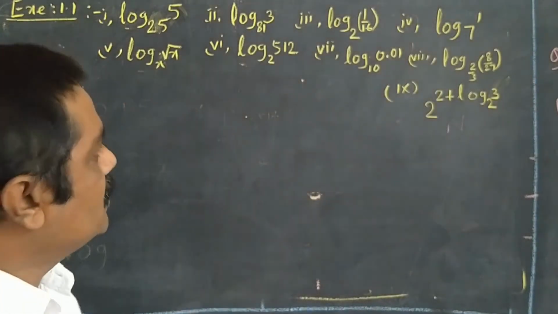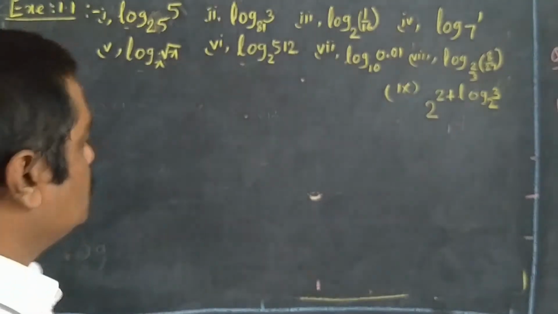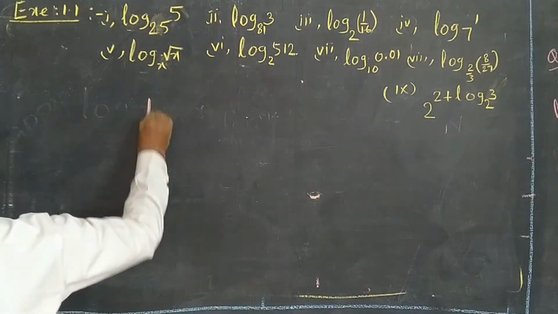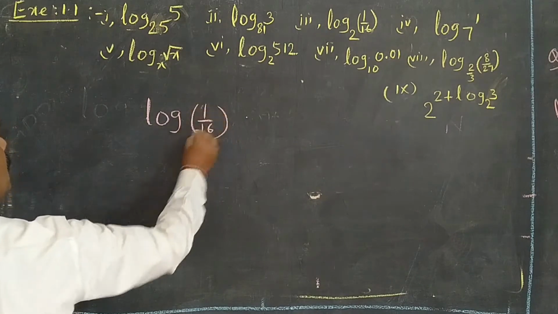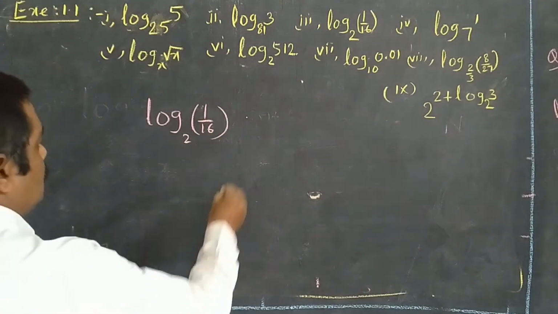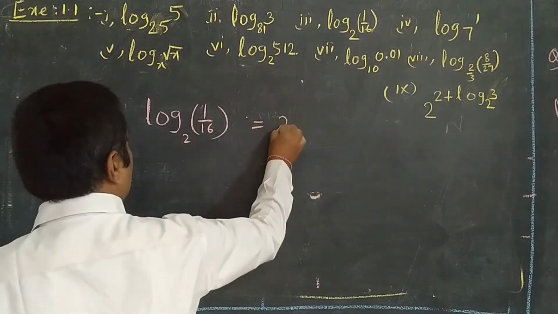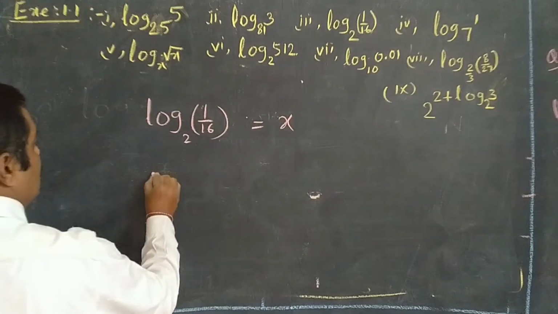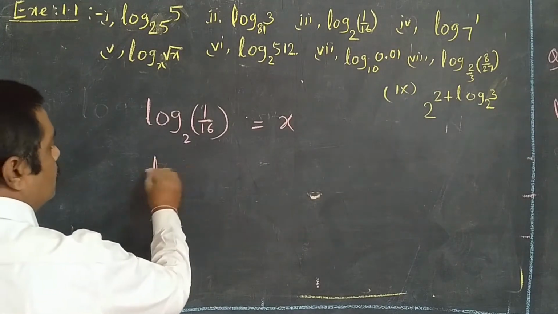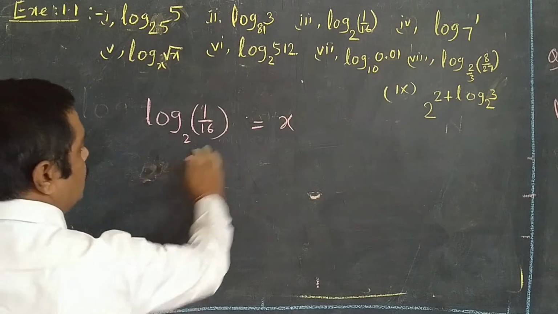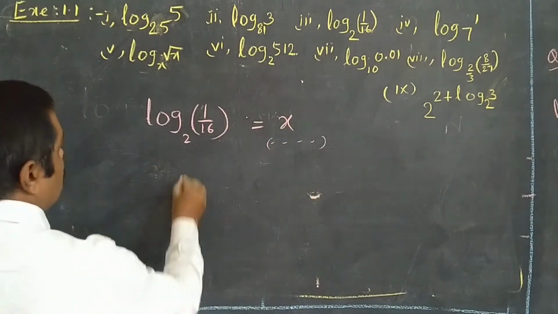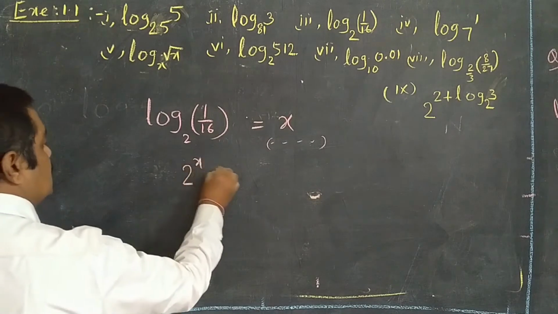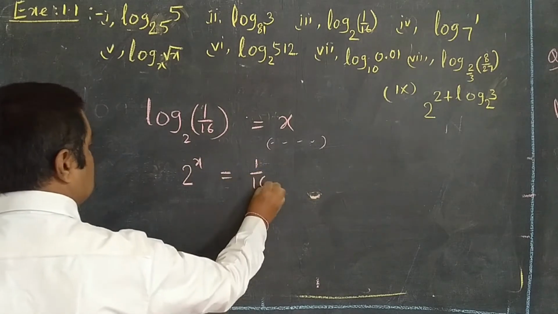Next, the second question, you also do like that. Third question, see once. Log 1 by 16 base 2. This is equal to, also you have to take x. Then you have to convert it as exponential form. Means 2 power x is equal to 1 by 16.